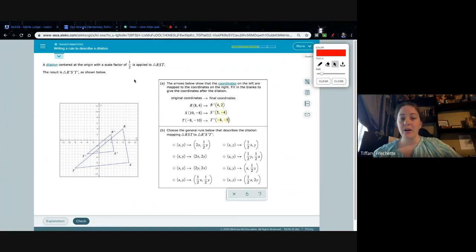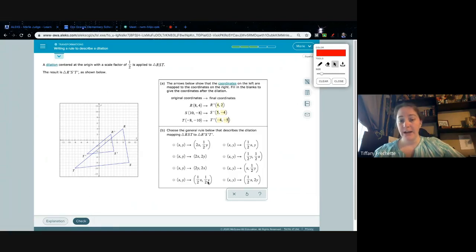So I know I'm dividing by 2. Now, when I write the rule, it's showing that we're multiplying by 1/2, the fraction. So we want a 1/2 in front of both x and y. Oop, I see it right here. So 1/2 x, 1/2 y.